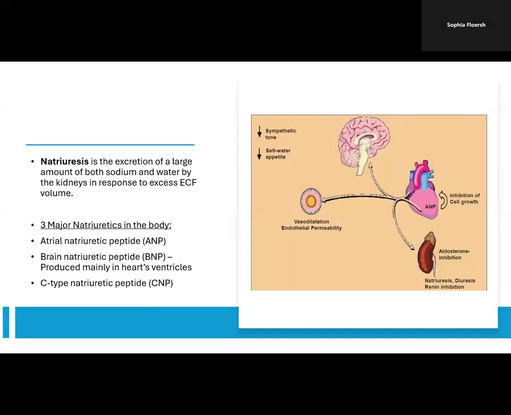The natriuretic peptides cause excretion of a large amount of both sodium and water by the kidneys in response to excessive extracellular fluid. A lot of these we consider our blood vessel or heart hormones. We've got ANP, BNP, and CNP. And I was talking about that BNP produced mainly in the heart's ventricles.